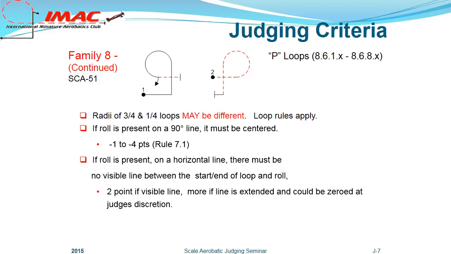Rolling elements may also be added to a horizontal entry or exit line. If present, there can be no line drawn between the loop and the rolling element. At least 2 points must be deducted if a line is shown, and it could be scored a 0 at the discretion of the judges.